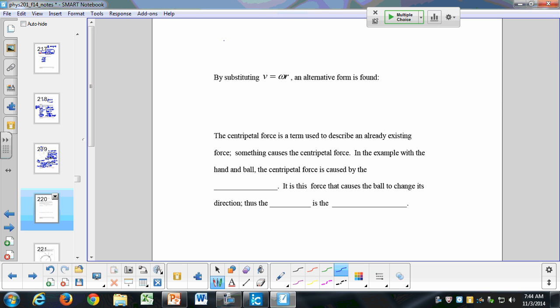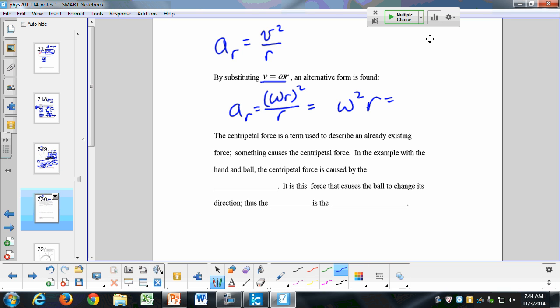Alright, so our centripetal acceleration, a_r, is equal to v squared over r. We can substitute v = omega r to find an alternate form for the centripetal acceleration. If I substitute that, I get (omega r) squared over r, which is equal to omega squared r. So I have two forms for centripetal acceleration, v squared over r, and also a_r equals omega squared r. Those are both identical. I'm just substituting one equation to create this new expression for centripetal acceleration.